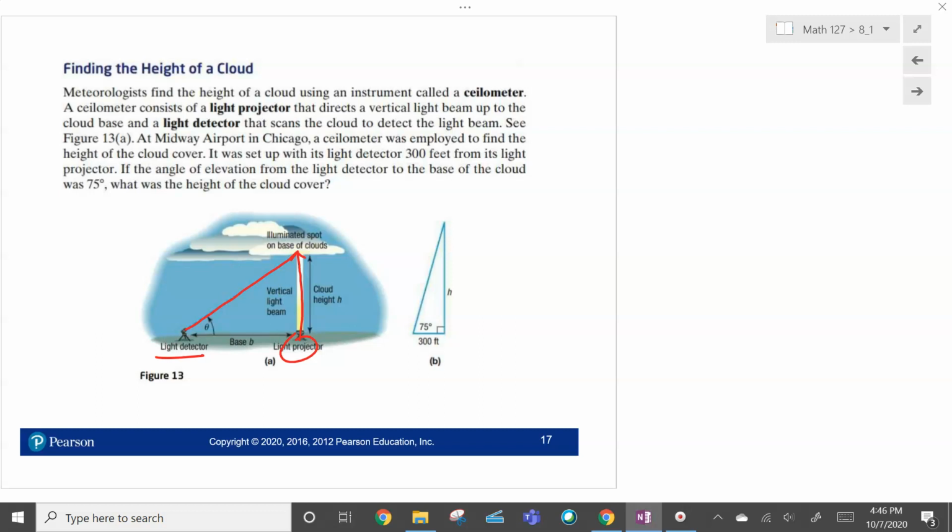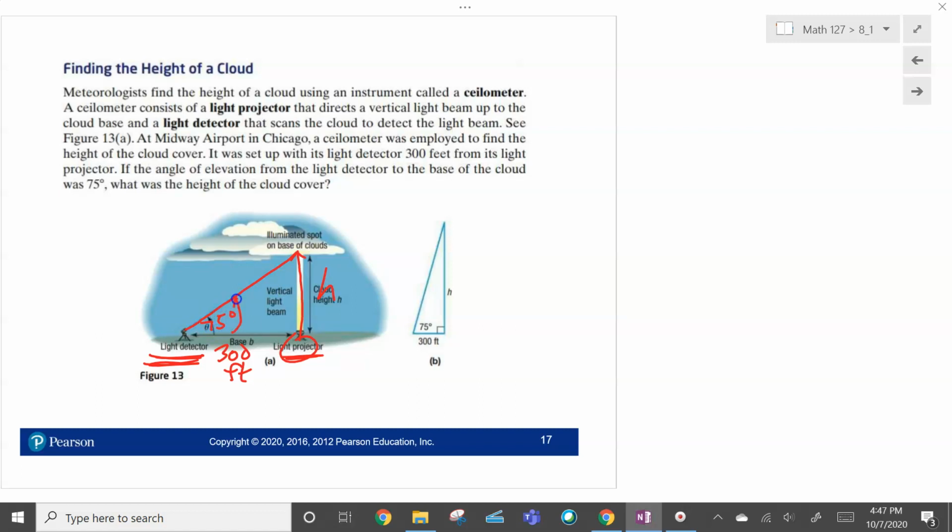It was set up so that the distance between the light detector and the light projector was 300 feet. We want to know the height h right here, and this angle here is 75 degrees, the angle of elevation.